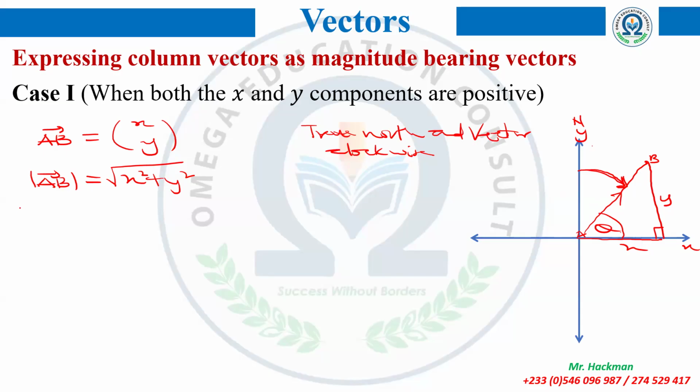So in this case, your bearing, and usually it will be the bearing of what? Your terminal point from your initial point. So the bearing of B from A will be equal to... usually you will know that you are finding the bearing of B from A.